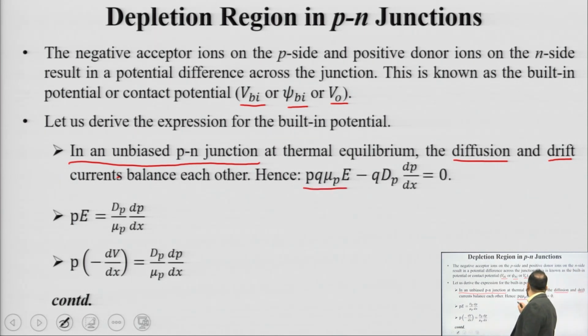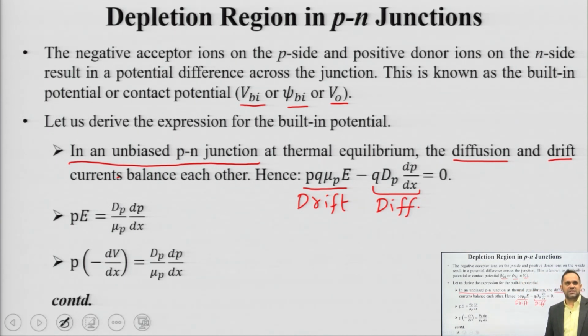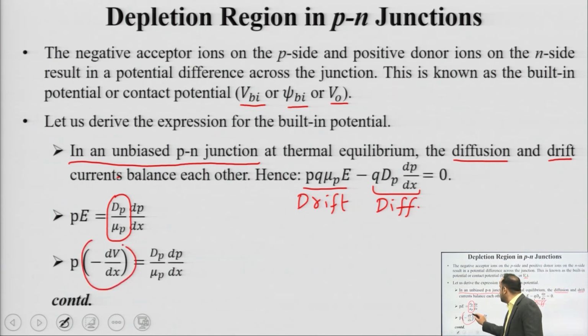So, this is your drift current. I am taking the example of holes, you can do the same with electrons also. Drift as well as diffusion, these currents add up. This is the expression for hole drift current. This is the expression for hole diffusion current. They add up to 0. You can take this term here, q will cancel, you can take mobility here. So, this is the equation you are going to get. This is nothing but the Einstein relation, D by mu equal to kT by q. Electric field can be defined as minus dV by dx.